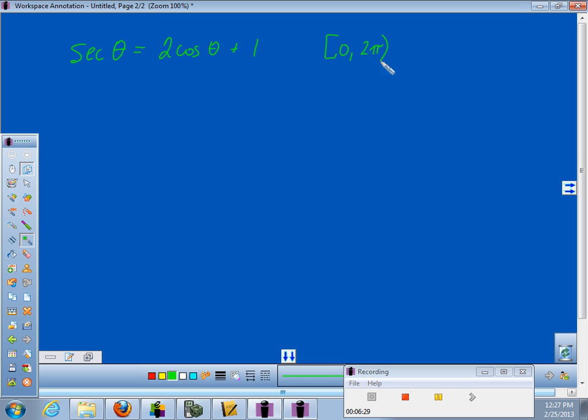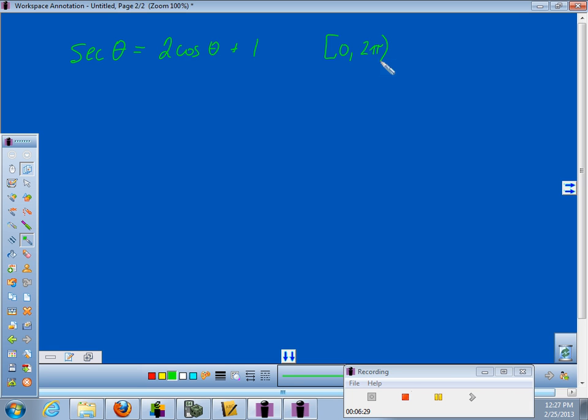Now, this morning they asked this question: why am I putting a bracket on one end and a parenthesis on the other? Because it can be 0, but it can't be 2 pi. Why wouldn't they want you to do both 0 and 2 pi? Yeah, they're the same angle. 0 is the same thing as 2 pi. Why do both? So that's why there's a parenthesis on the 2 pi end.